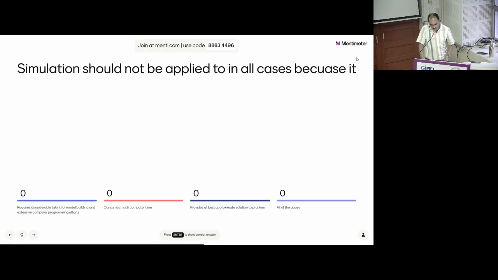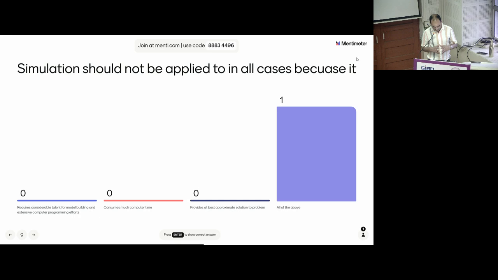Simulation should not be applied in all cases because of what? It requires considerable talent for model building and considerable computer programming effort, consumes much computer time, and provides at best an approximate solution to the problem.